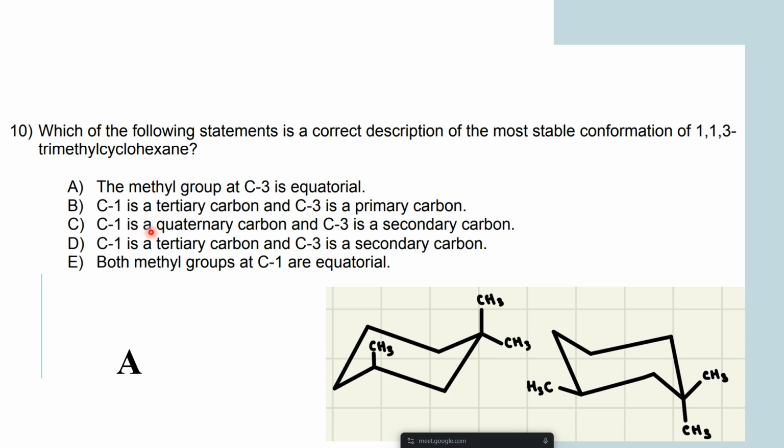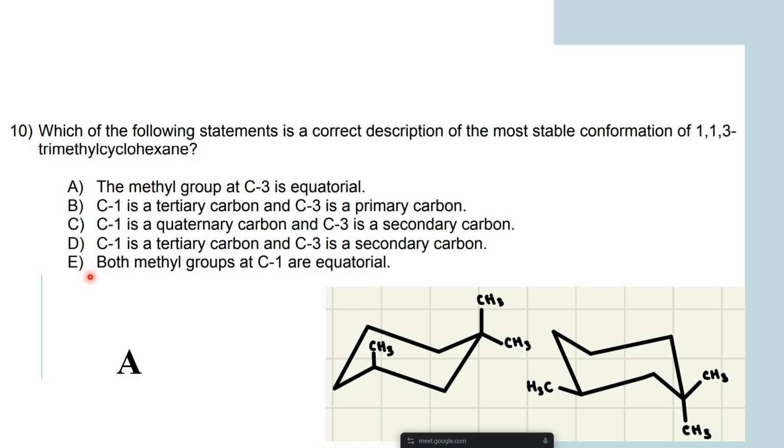Option C says C1 is a quaternary carbon and C3 is a secondary carbon. Here again, C1 is a tertiary carbon. So option C is also a wrong statement. Option D says C1 is a tertiary carbon and C3 is a secondary carbon. No, in this case, both the carbons are tertiary carbons.